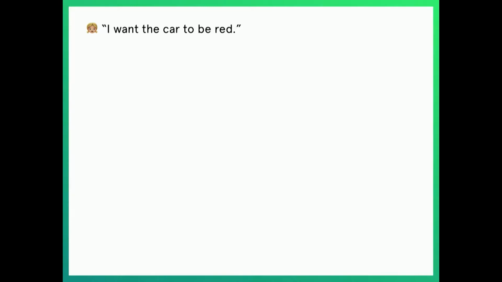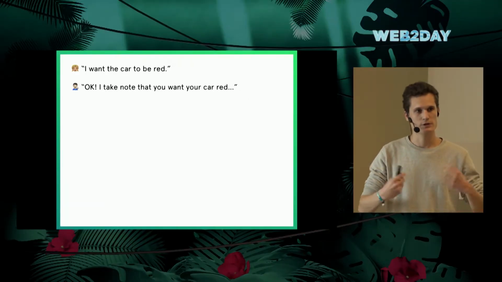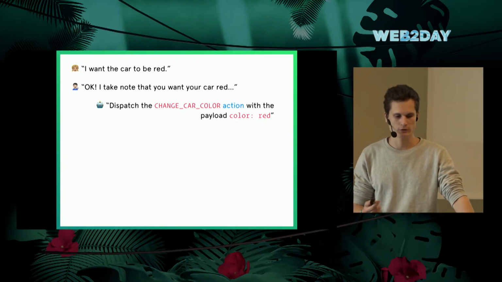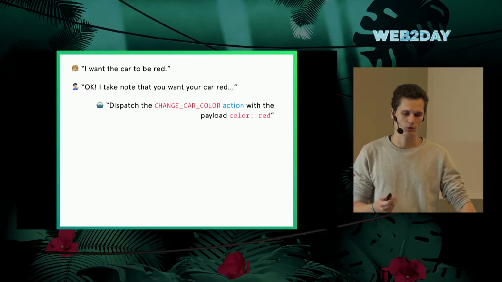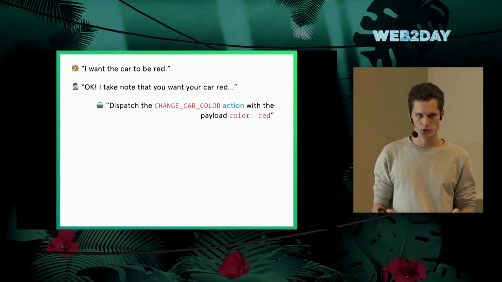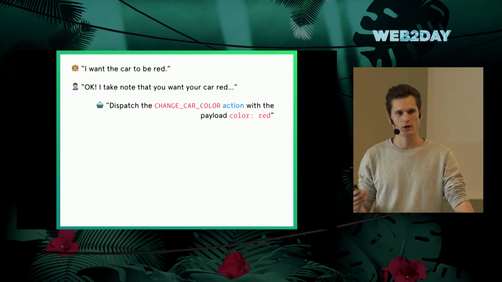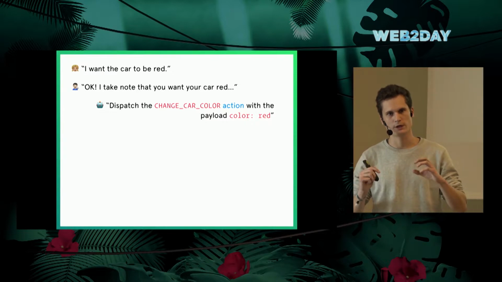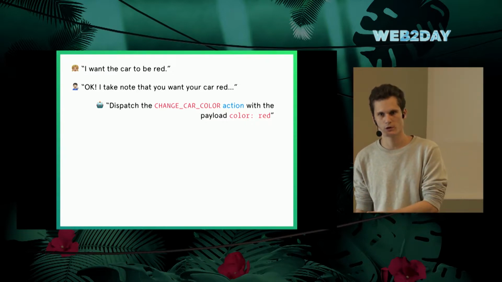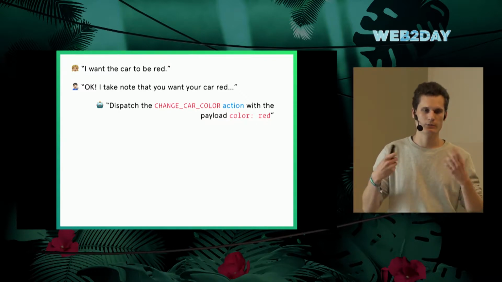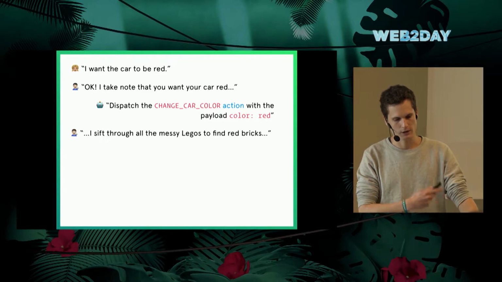So Elia tells me that she wants the car to be red. As her uncle, I take note that she wants her car to be red. I acknowledge her input. And in Redux, what will happen is that we would have an action, which is a key concept in Redux, called change car color, that will carry the information of the new color that we want the car to be. In that case, it's red. And that action would be dispatched, as we will see a little bit later.